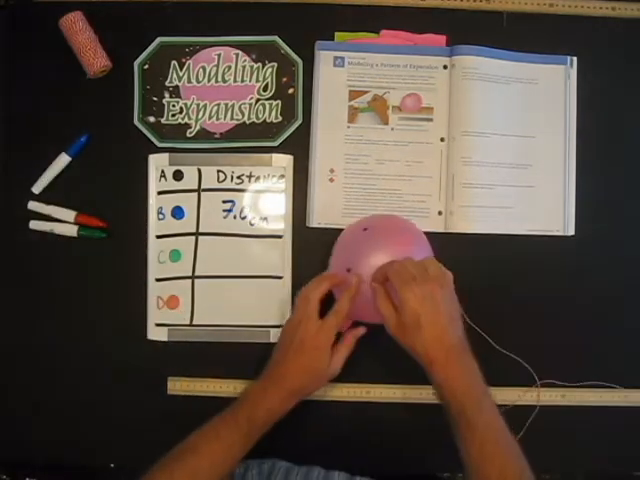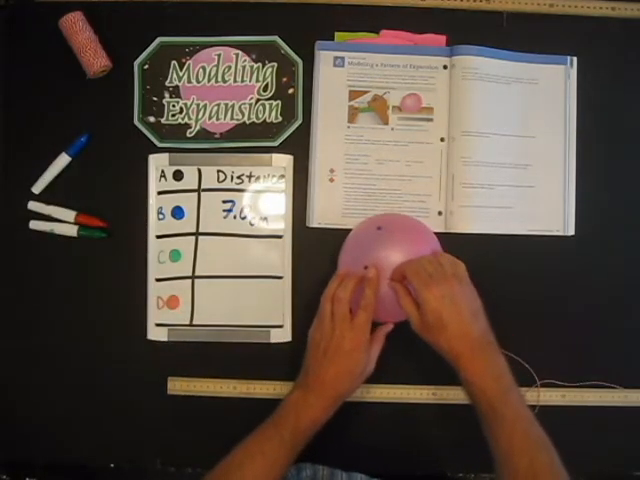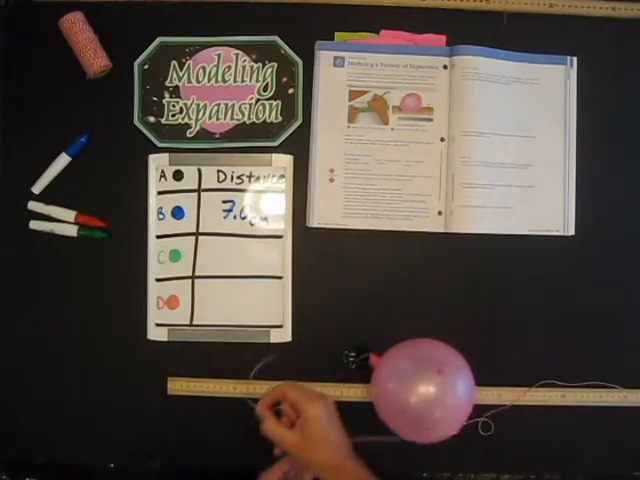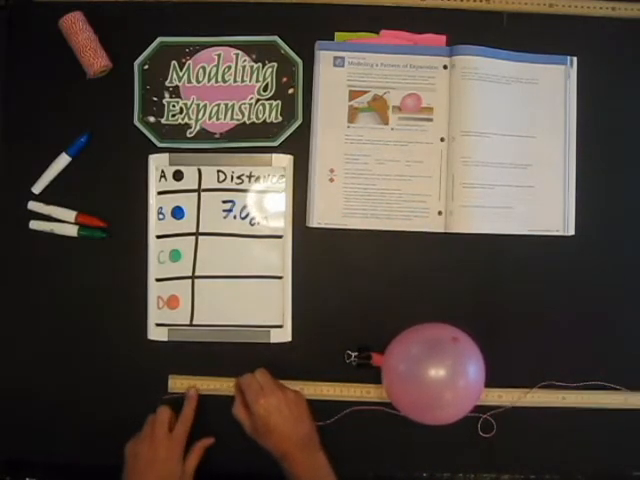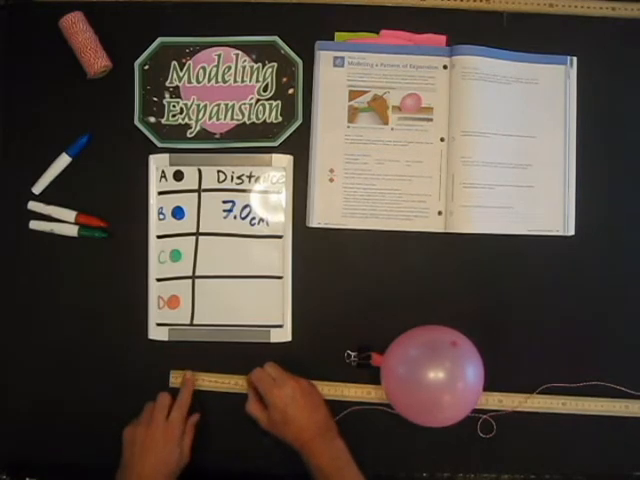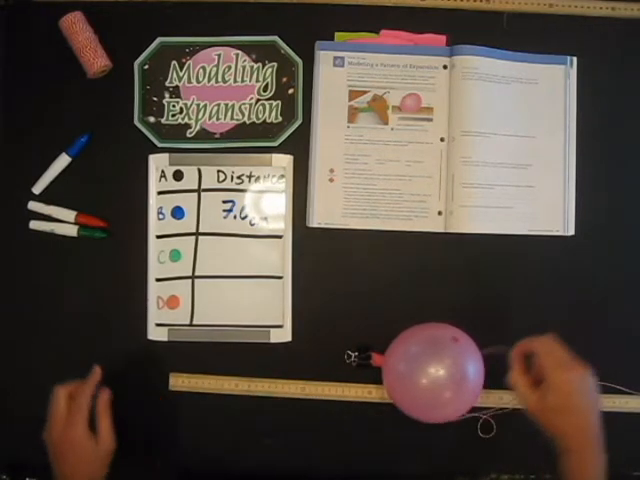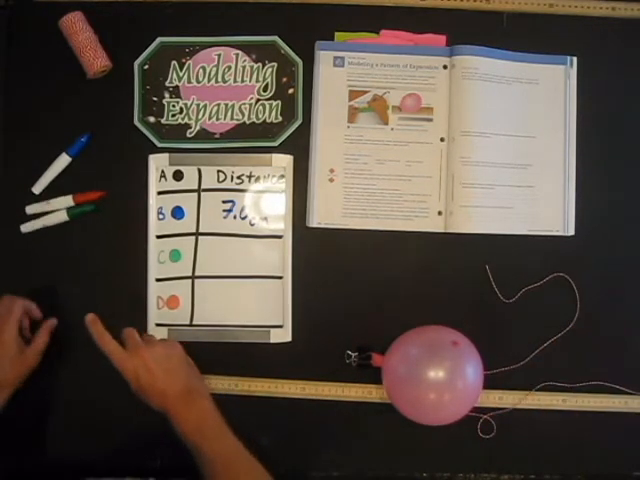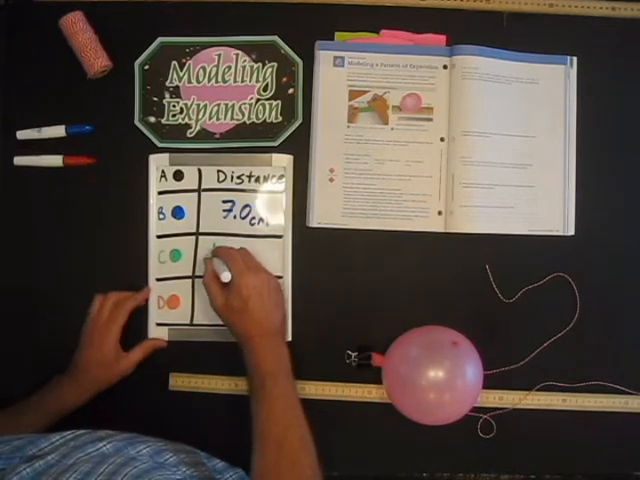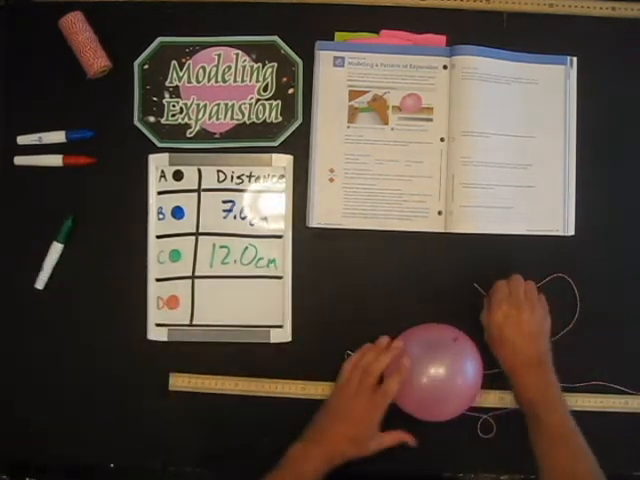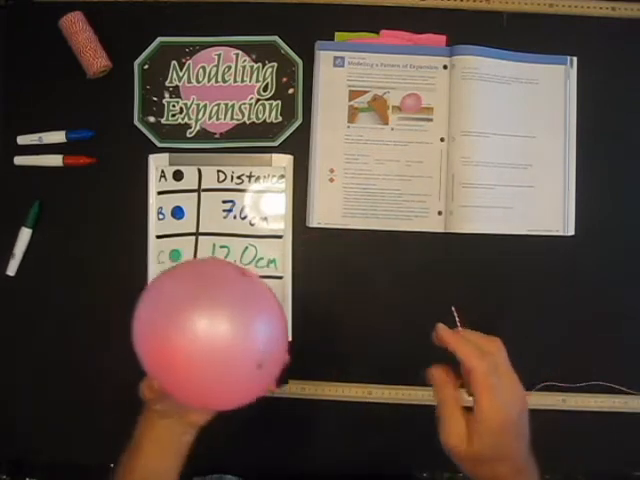Then for the green one, I've got to get from the center of the black to the center of the green, pinch it off, and what we get is, line it up right on here. Oh, good, it's 12, it's right on the 12. Interesting, these are coming out right on the whole centimeters for some reason. 12.0 centimeters.